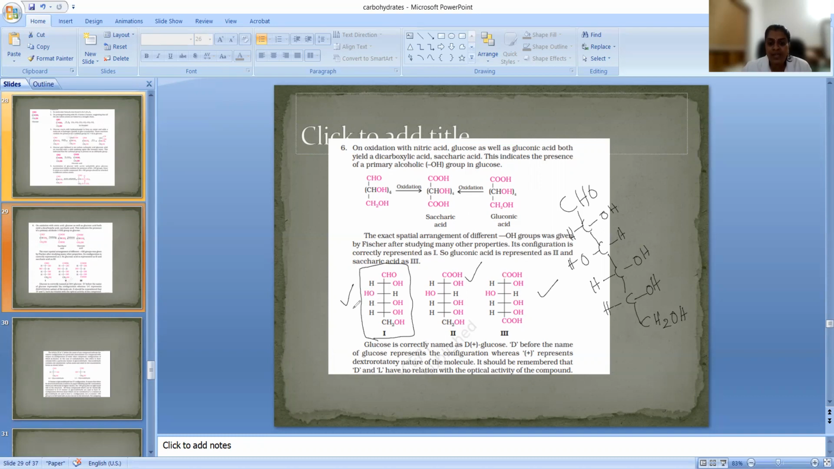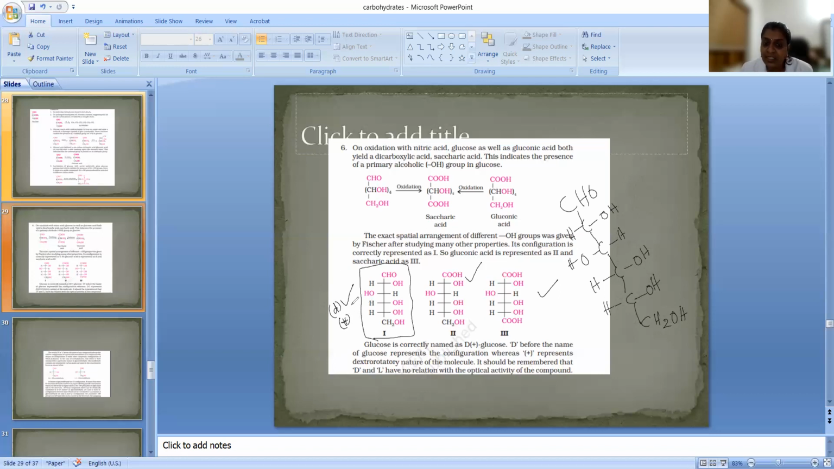Now, how will we name it? Actually, glucose is dextrorotatory, so we will assign plus to this. Okay. So this is plus glucose. Glucose is always plus. It is not like L or D. A small letter d or a plus indicates the rotation, that is, in a plane polarized light, in which direction it will be rotating.